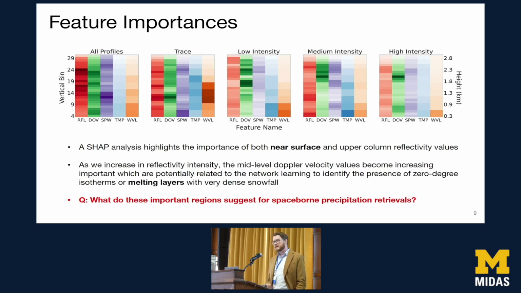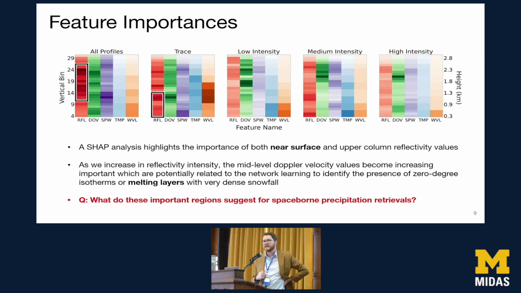And so we were curious at what this looked like for our precipitation retrieval. And so what I'm showing here are a variety of different types of precip, so all of the profiles on the left, and then broken down into sort of like trace precipitation, which would be very light, towards more high intensity, very heavy thunderstorms, for instance, on the right-hand side there. And we found some interesting patterns, which was kind of cool.